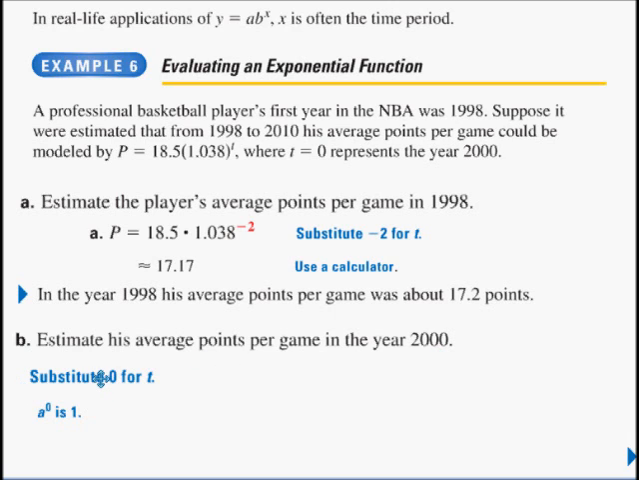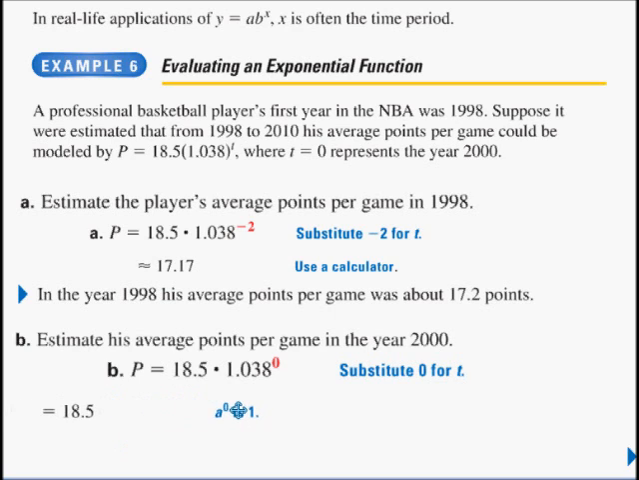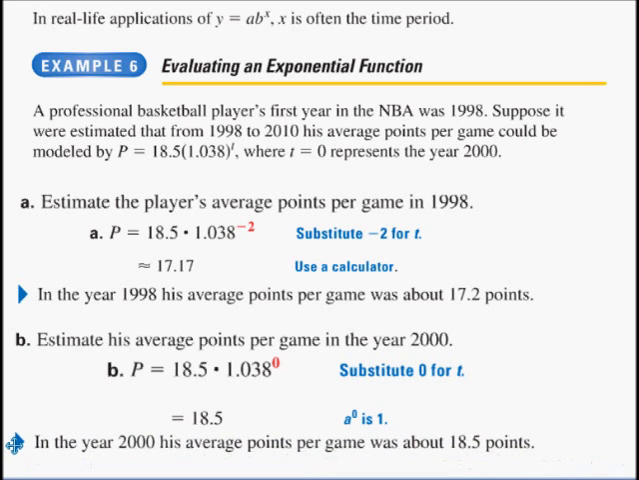This time we're going to estimate his average points per game in the year 2000. So we're going to substitute 0 for the time. So again, we have points equals 18.5 times 1.038 to the 0 power. And remember, anything to the 0 power is 1, so that would equal 18.5. So here we have, in the year 2000, his average points per game were 18.5 points. He has increased his points per game since 1998. And that concludes the lesson for 8.2.